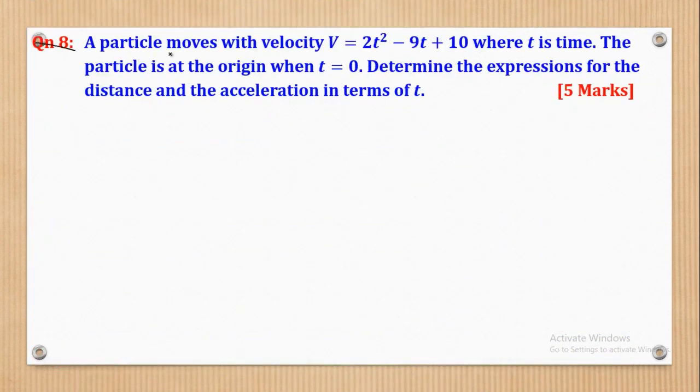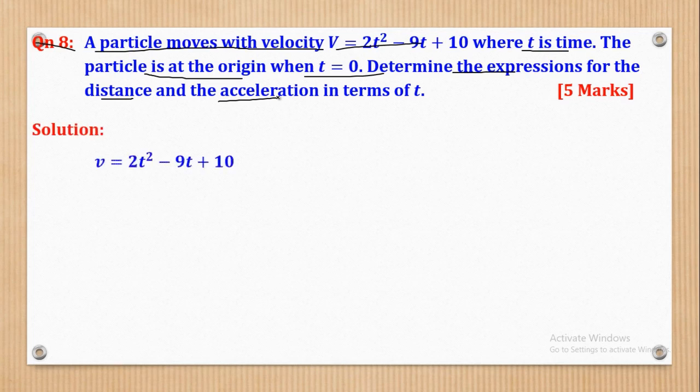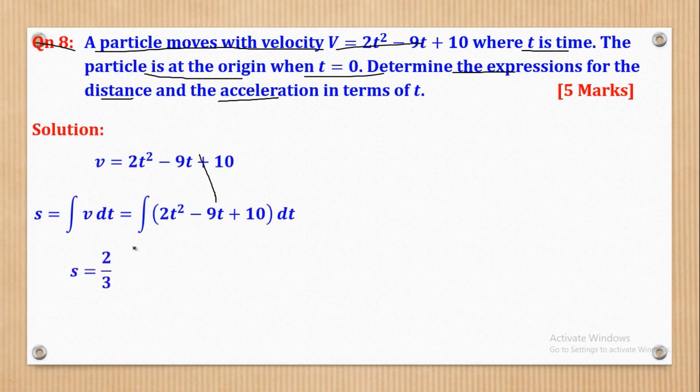Now we shall go to question 8, which says a particle moves with velocity v, which is that, where t is the time. The particle is at the origin when t is 0. Find the expressions for the distance and the acceleration in terms of t. So distance or displacement is got by integrating velocity. So when I integrate this velocity, I'll come up with that. So integrate 2t squared is that, integrate 90 is that, integrate 10 is that.